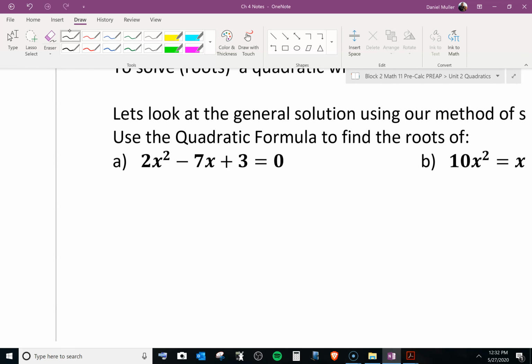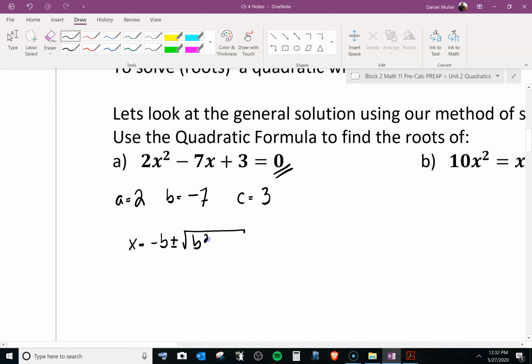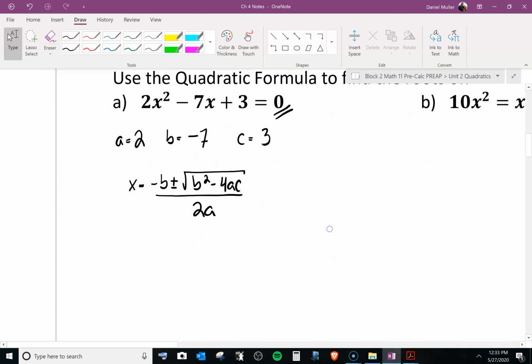So the very first thing I like to do is make sure whenever we are solving, we make it equal to 0. So it's already equal to 0. I like to write down what I have. So my a is my 2. My b is not 7, it's -7. So you got to include that negative. And my c is a +3. So that's what I have, and I can just plug that into my formula. So -b plus or minus the square root of b squared minus 4 times a times c all over 2a, 2 times a.